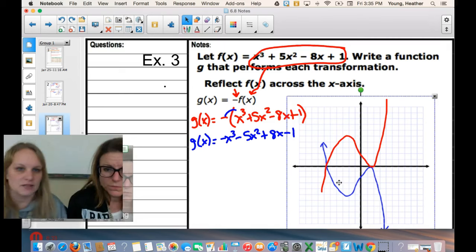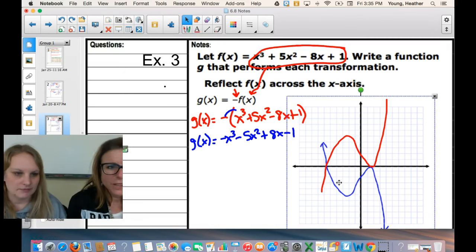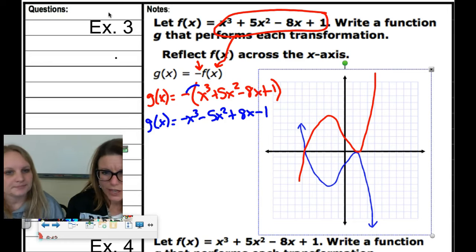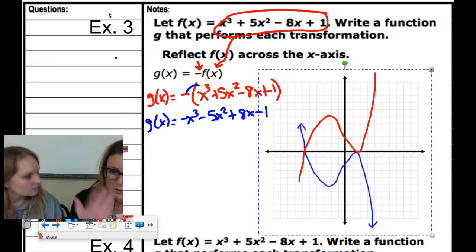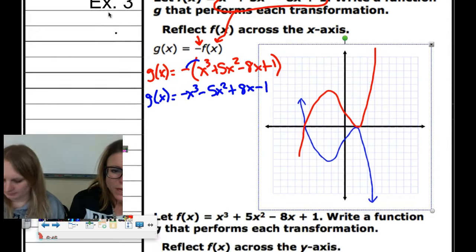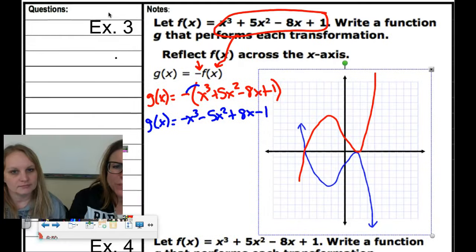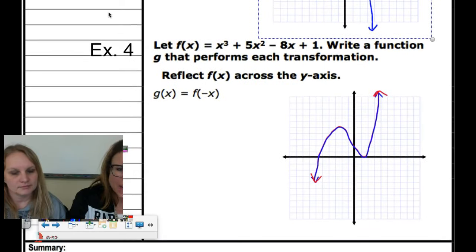So we'll go back so you can see it full screen. Okay, there we go. And that's what it should look like, flipped right over the x-axis. Perfect. All right, now number 4, I think that one we're reflecting across the y-axis.